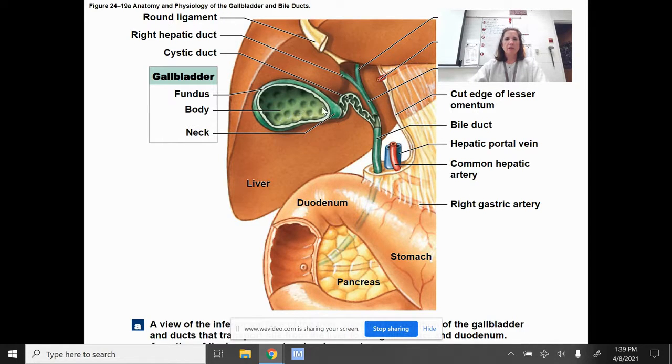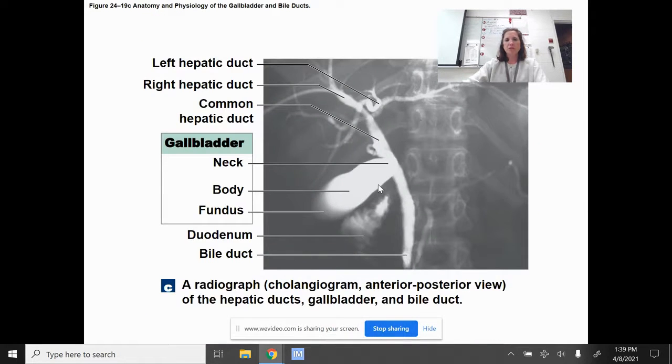This coming from the gallbladder here is the cystic duct. This is the bile duct. The cystic duct is going to go from the gallbladder. Bile duct is going to go, you can trace it all the way around into the duodenum, which is the first part of the small intestine. This is just another cool picture.